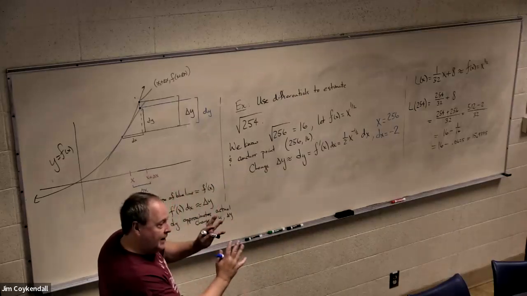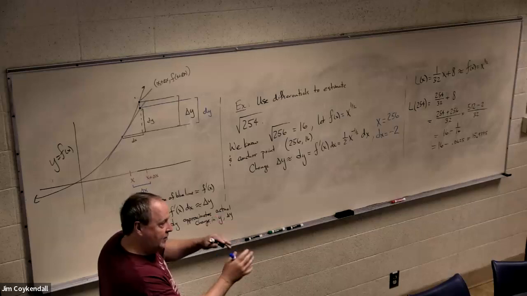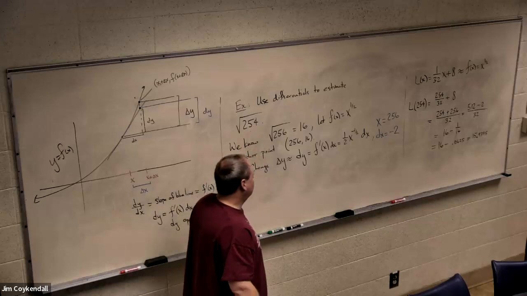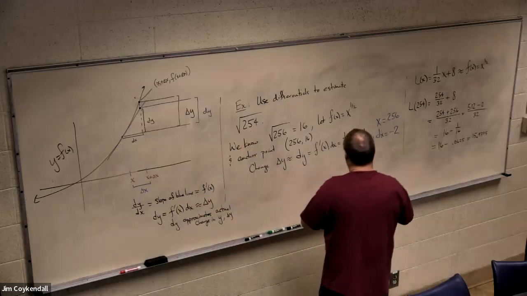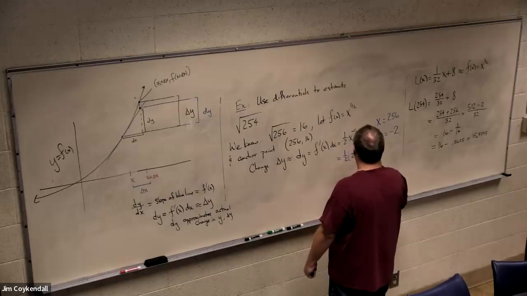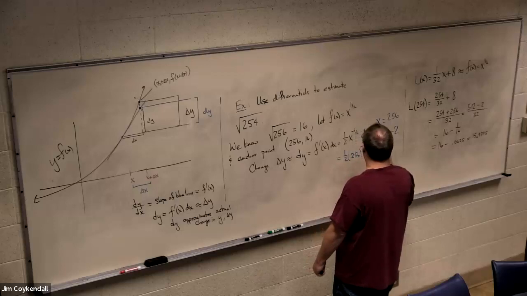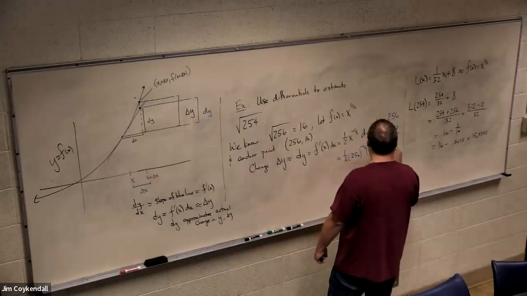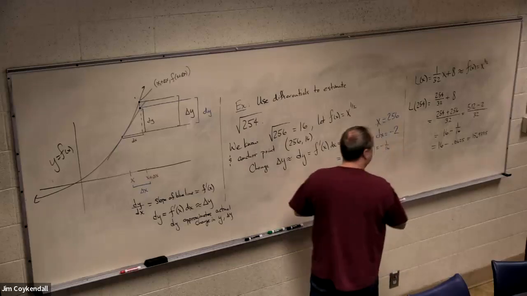So my anchor point is 256. That's where I know the answer. I'm going to change that by -2, and it's very important to get that sign right. Let's see what this number gives us. This gives us 1/2 times 256 to the -1/2, times -2. And this turns out to be -1/16.